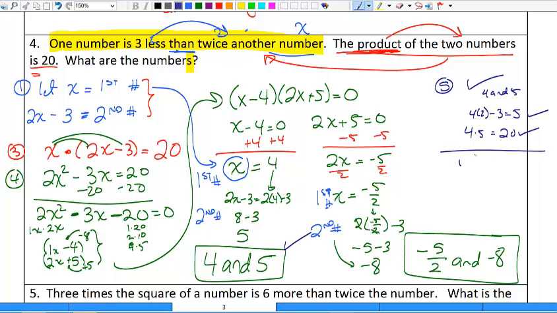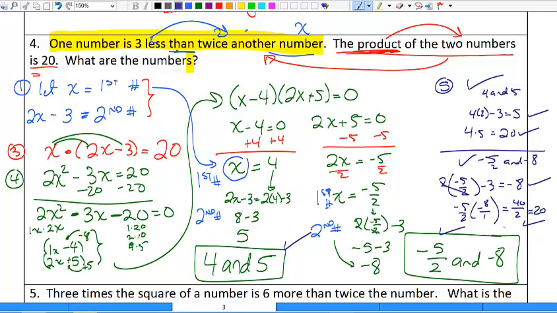Let's now check negative 5 halves and negative 8. Alright, if I take one of those numbers, negative 5 halves, and I'm doubling it, less 3, that gets me negative 5 minus 3, or negative 8. Okay, that first sentence works. Is the product, negative 5 halves times negative 8, 20? I don't know. Negative times a negative is a positive. 5 times 8 is 40. 40 over 2, that is 20. It works. So both of these answers do work.